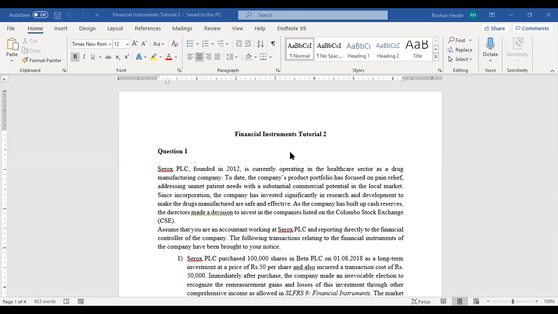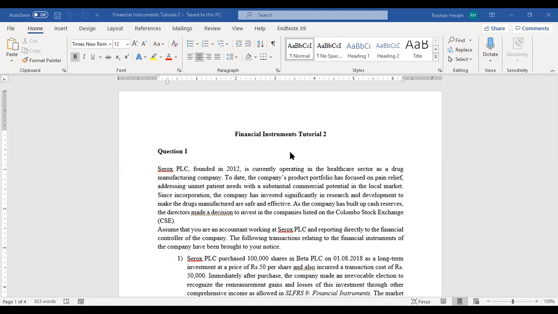Okay. So we've been discussing the financial instrument for the last couple of weeks, and so far we have managed to discuss most of the content of financial instrument. So today, basically, we are going to be looking at the accounting for derivative instruments as well as hedge accounting. So that is going to be the focus of today's discussion.